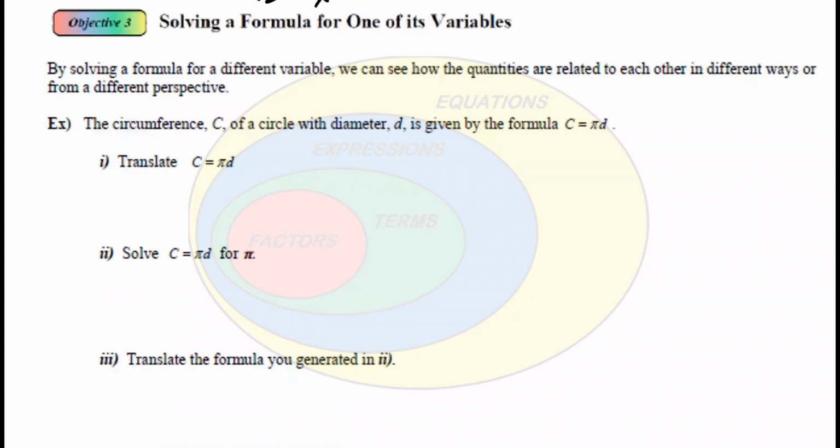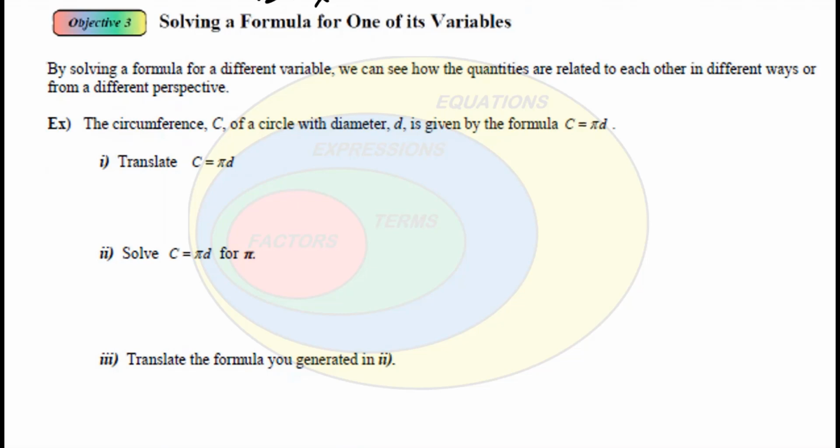So, solving a formula for one of its variables. By solving a formula for a different variable, we can see how the quantities are related to each other in different ways or from a different perspective. This is another use of algebra that helps us see relationships a little differently between quantities.